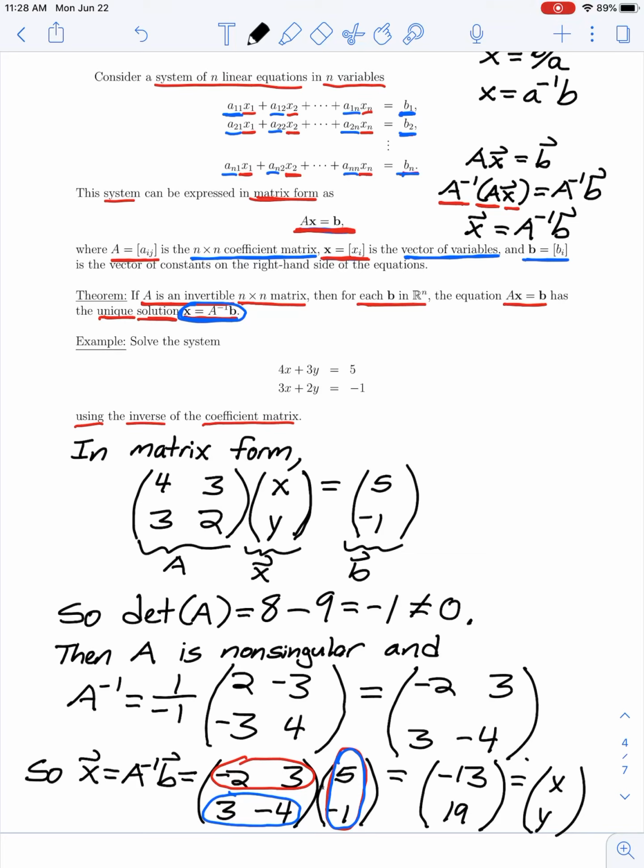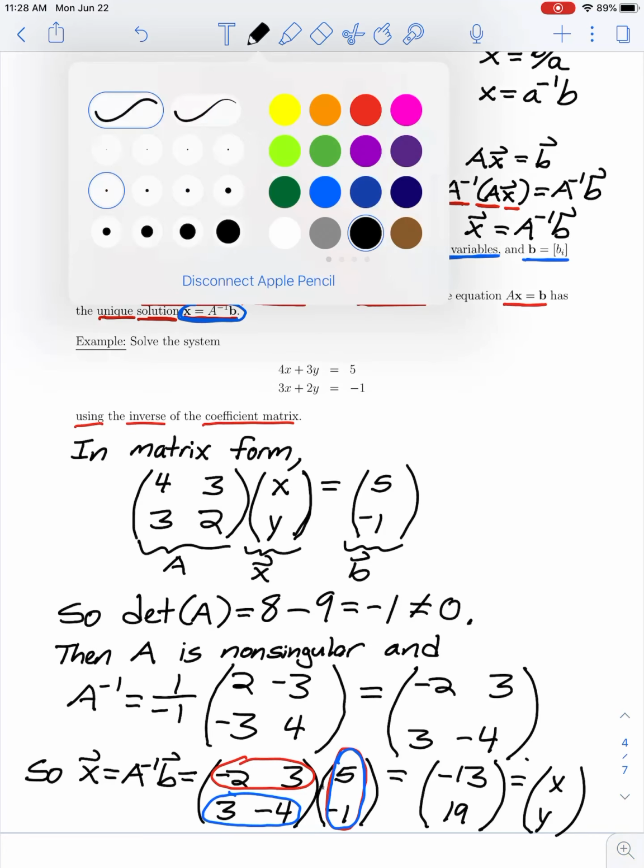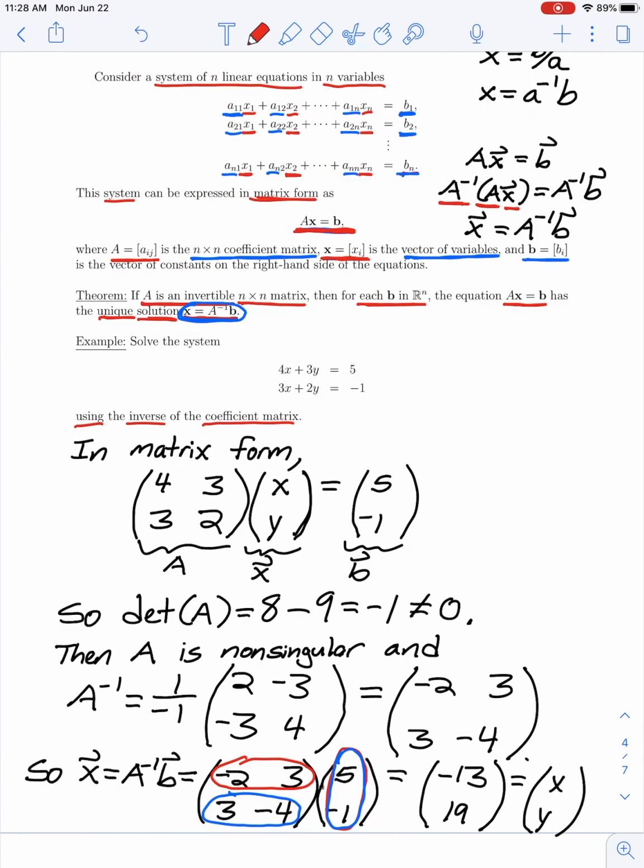Now, we could have also found the solution of the system using an augmented matrix and using row reduction. And it looks like this method that we used here of calculating the inverse was a little more tedious. So we might ask the question, well, why would we use the inverse here? Well, one reason is that the problem tells us we have to use the inverse of the matrix in order to solve this.